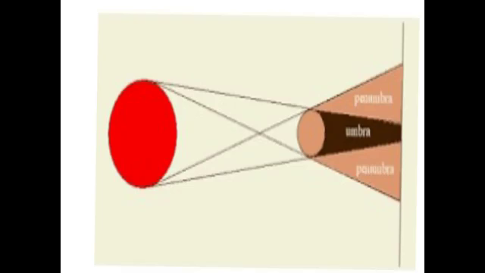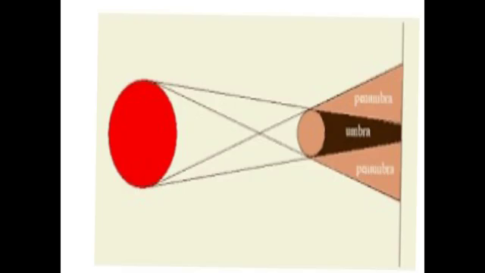So on this screen you can see that this picture shows what happens when the object is smaller than the source. You can see that the source is the bigger one and the object is the smaller one. So here the umbra is like a cone that extends only up to a particular distance. If you place a screen beyond that distance, then you will not see a dark shadow.